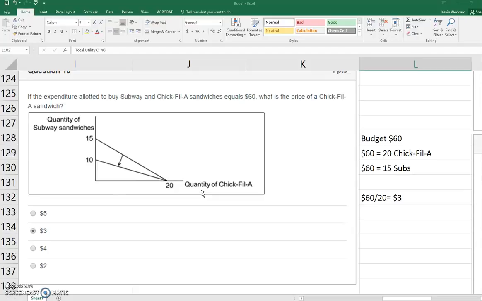Final question, question number 10. It says, if the expenditure allotted to buy Subway and Chick-fil-A sandwiches is equal to $60, so we know our budget is $60, what is the price of a Chick-fil-A sandwich? There's a lot of information in here that you can get kind of tripped up on. The big thing you need to look at is that if we had $60 and we can buy 20 Chick-fil-A sandwiches for $60, you do the simple math, $60 divided by 20, and we end up with $3. So the price of a Chick-fil-A sandwich is $3.